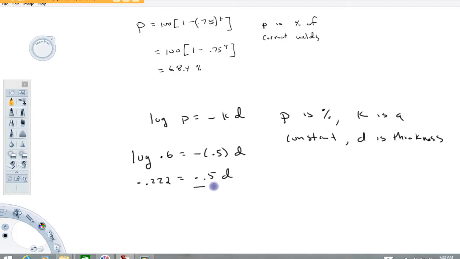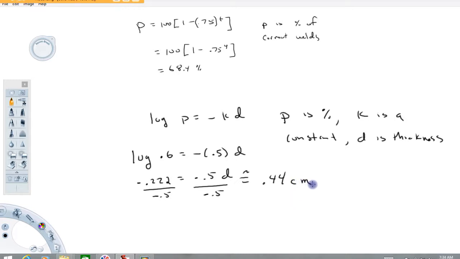And then this is solved by dividing both sides by minus 0.5. And when we take 0.222 and divide it by 0.5, we get 0.444. I'm just going to say approximately 0.44. And D was in centimeters. So that one's pretty well done.